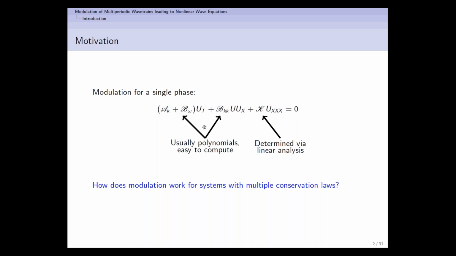The only one not related to conservation laws is this coefficient of dispersion. Now, that one's quite easy to work out as well. That's related to just a linear analysis of the linear operator. And so you can do the calculation of these all in advance to work out the coefficients of the KdV. Okay?